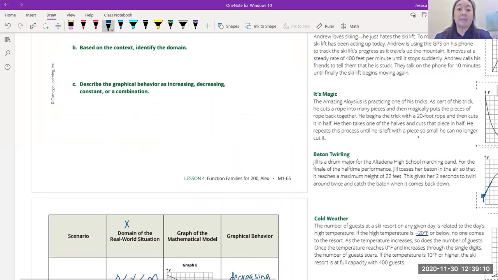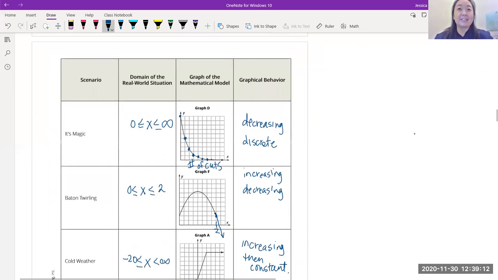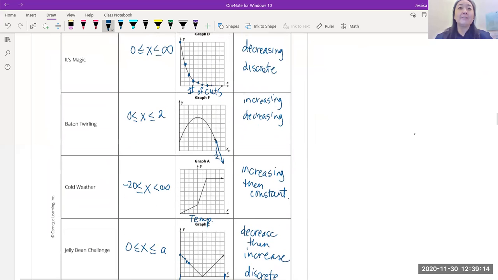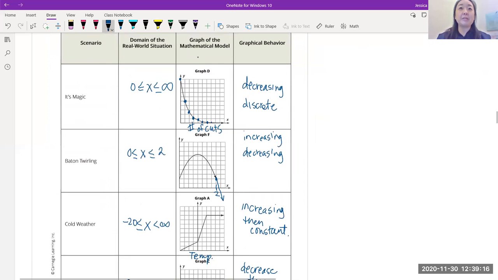It doesn't say how many that is. Maybe you could find out for me. Tell me what the domain is. But it is definitely discrete because it's not like we're going to have 19.9 feet, 19.8 feet. We don't have that. We have 20 feet, then 10 feet, then 5 feet, then 2.5 feet. See how that goes? So this is definitely discrete. We don't have anything in between.